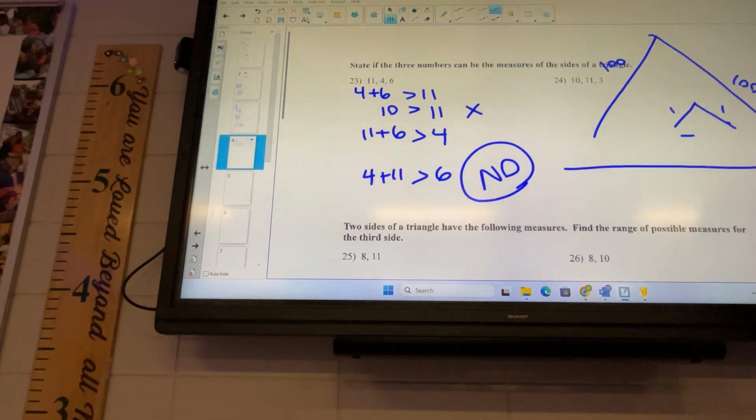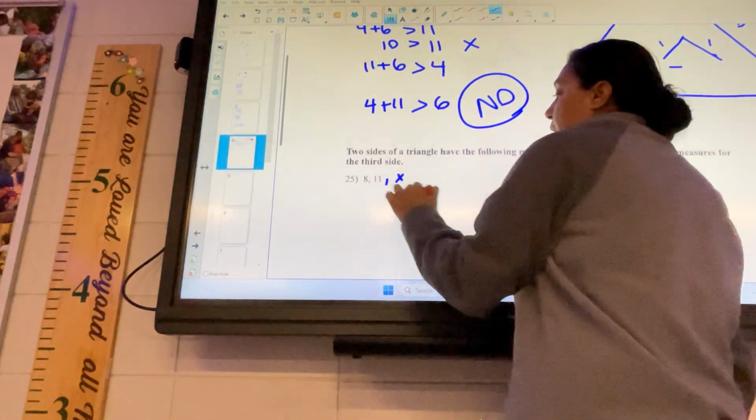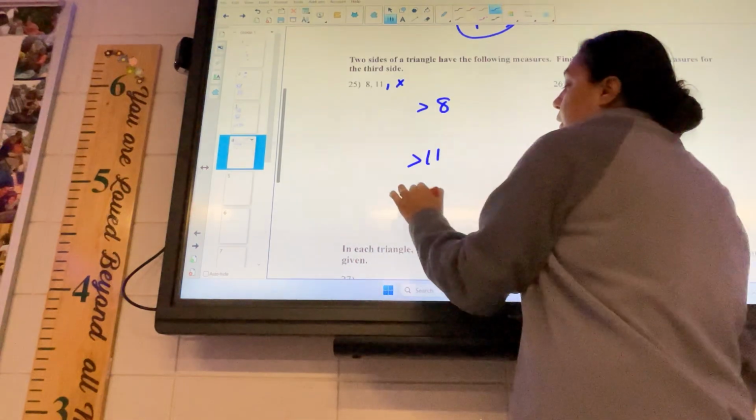25, I got 8, 11, and then what did we put for the third one? An X. Okay, so we got greater than 8, greater than 11, greater than X.